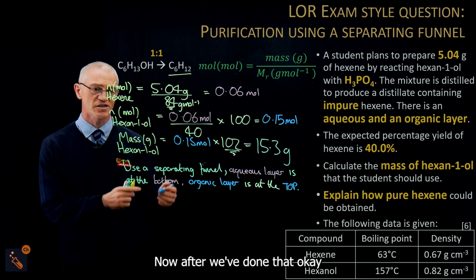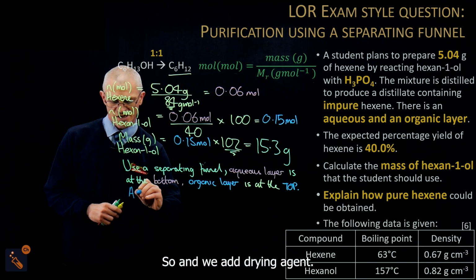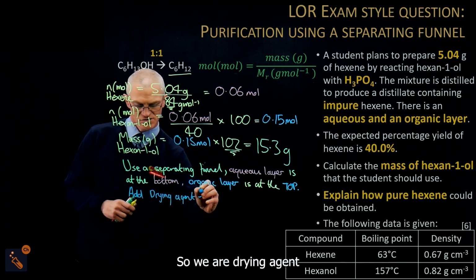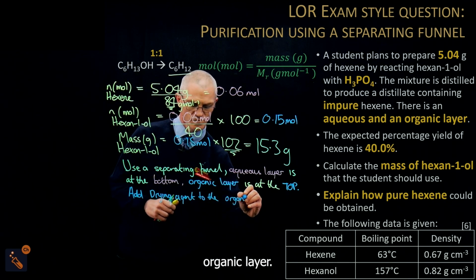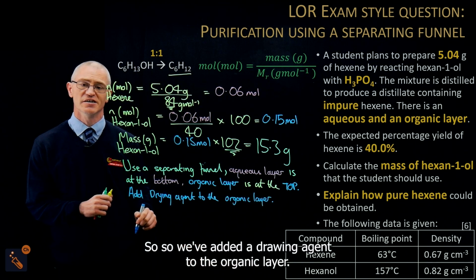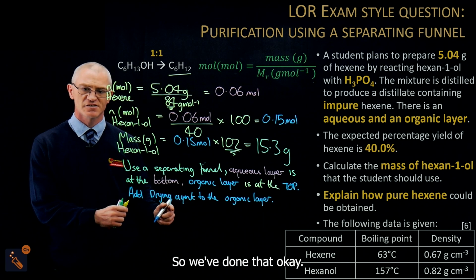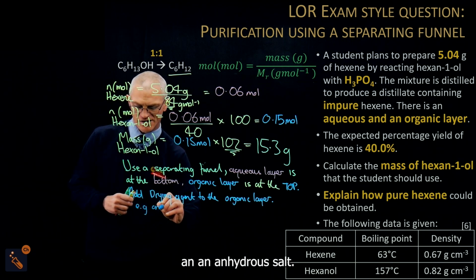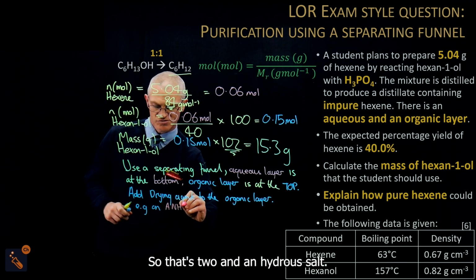Now, after we've done that, we take the organic layer and we add drying agent. So we add drying agent to the organic layer. So we've added a drying agent to the organic layer, and you've seen how we can do that in the laboratory. And that drying agent, let's give an example, and the example is always an anhydrous salt. So let's do it, an anhydrous salt.